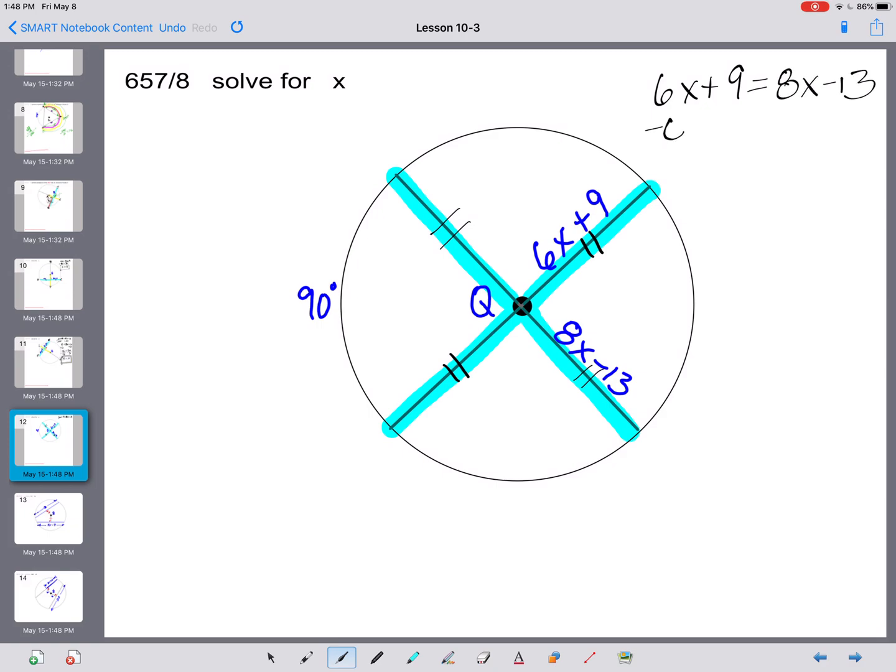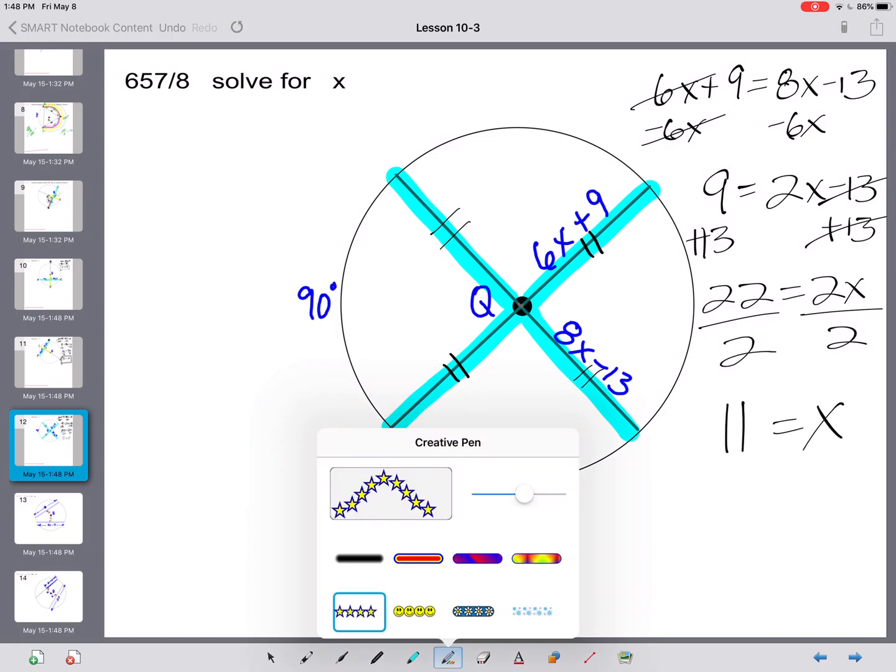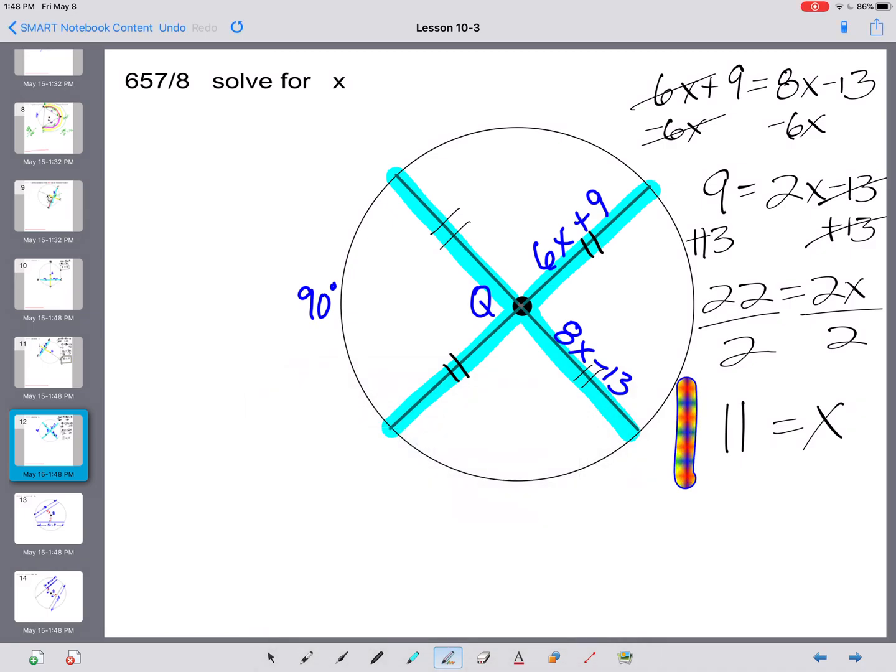Well, let's go minus a 6x. Minus a 6x. Okay, good. We got 9 left equals 2x minus 13. Let's add 13. Okay, what's that going to be? 22? 22 equals 2x. Divide by a 2, divide by a 2. What's that? 11 equals our x. Looks like we're done. Let's go right here. Boom. Always like the tie-dye.